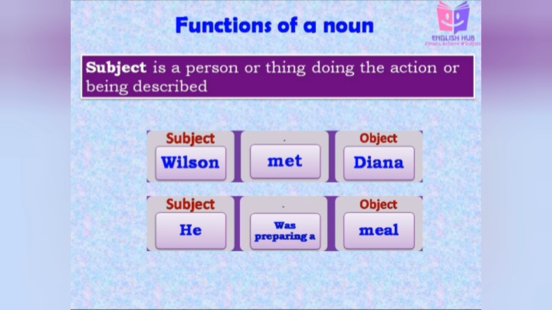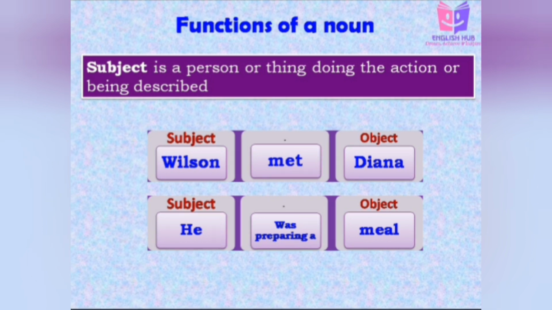Wilson met Diana. In this sentence, met is the verb. Who's performing the action? Wilson. Who met Diana? Wilson met Diana, isn't it? So Wilson is the subject. Now look at the second sentence. He was preparing a meal. In this sentence, he is a pronoun as well as a subject. Preparing is a verb. And what was he preparing? Meal, isn't it? So, meal is an object. If the verb expresses action like sing, dance, jump, or study, the subject is the one who performs the action.